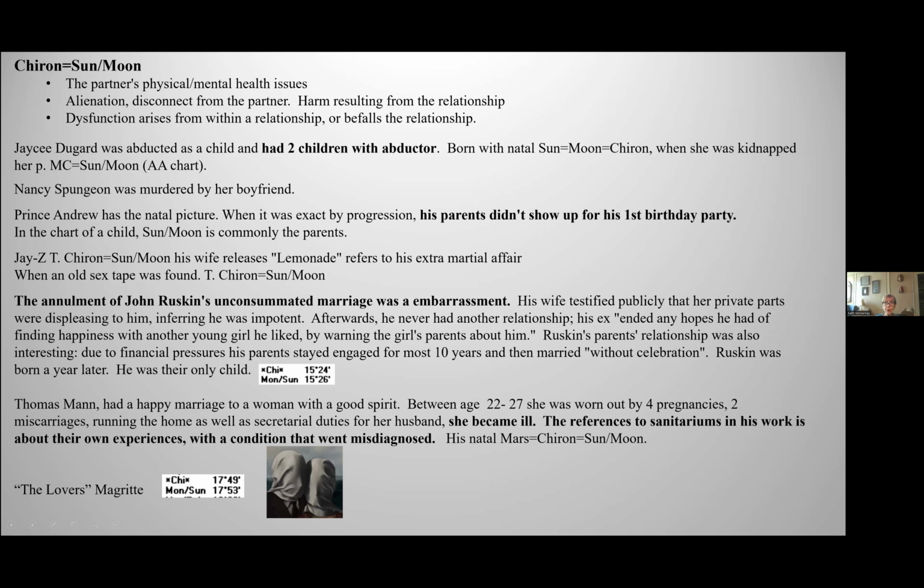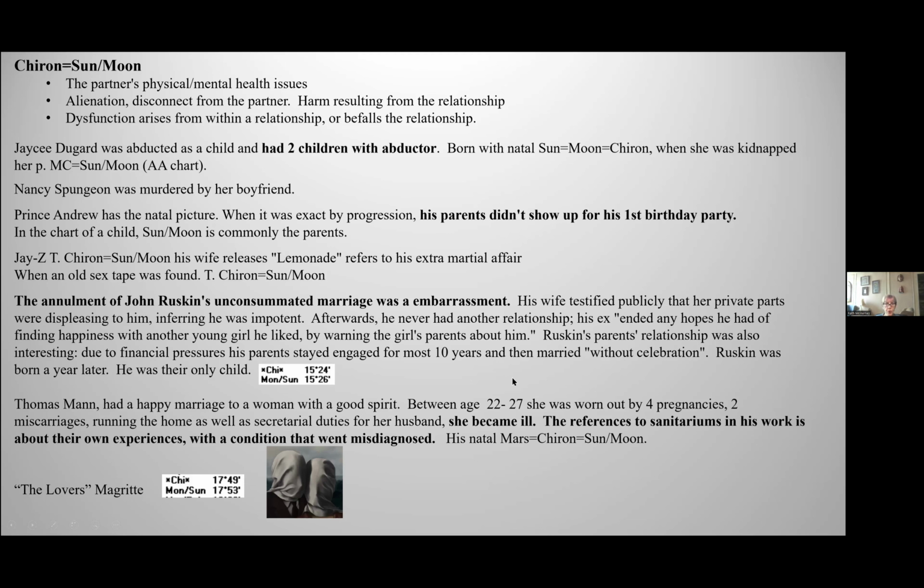That's a nice way of putting it, actually, and it's sort of a quote, displeasing. And it implied that he was impotent. Anyway, he never had another relationship after that because she ended any hopes that he could have had with any other girl by warning the girl's parents about him. So he never had another relationship ever again in his life.